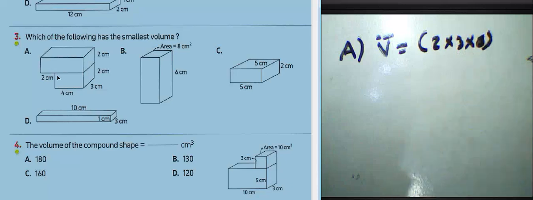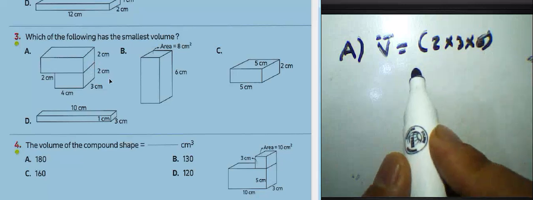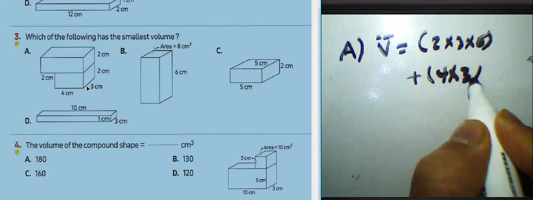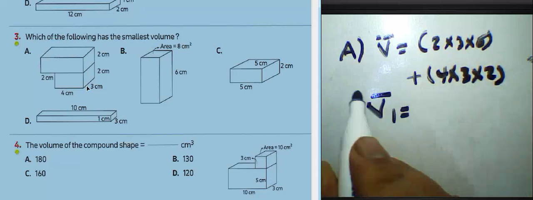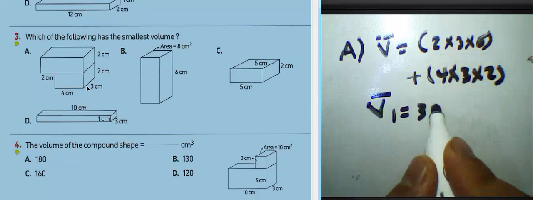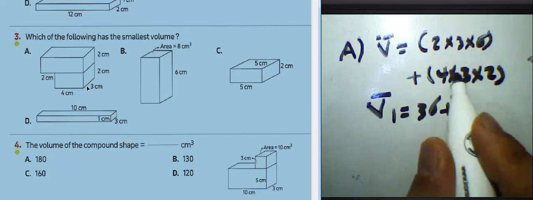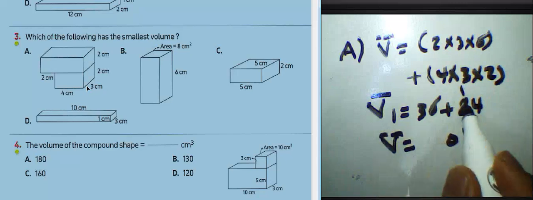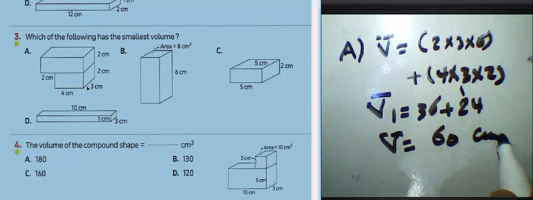Look at with me about the length here. 2 plus 4 equals 6, and the width was 3 and the height will be 2. 6 times 3 times 2. Okay, plus the second cuboid here, 4 times 3 times 2. Then volume 1 of A here, 2 times 3 is 6, 6 plus 6 equals 36, and 6 times 4 equal 24. So the volume will be what? 4 plus 6 equal 10, 0 and carry 1. 3 plus 3 equals 6. It will be 60 cubic centimeter, volume 1.